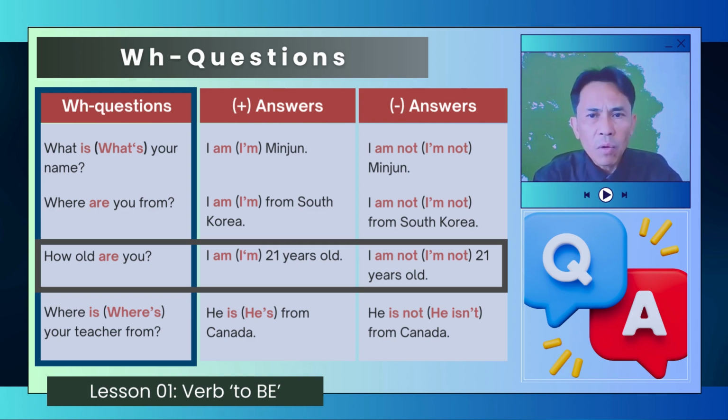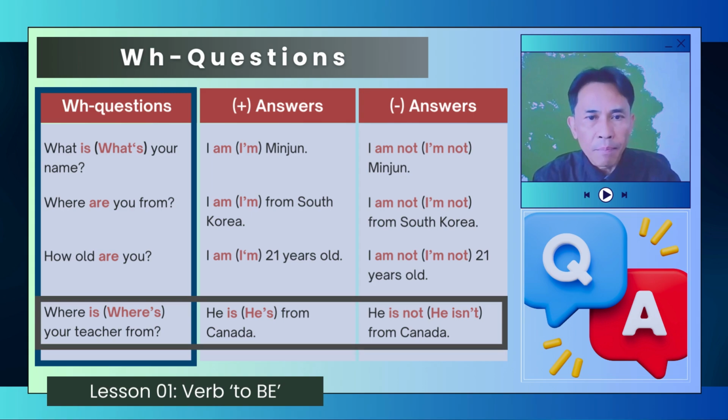Now, one thing I want to mention though is you don't need to say I am 21 years old or I'm 21 years old, you could just easily say I'm 21 or I am 21. Now, let's look at the last question. Where is your teacher from? Or where's your teacher from? You could say he is from Canada or he's from Canada. And for the negative answer, again, just add the word not to your sentence. So he's not from Canada or he isn't from Canada. So there you have it. That's how you form the WH questions and answers.